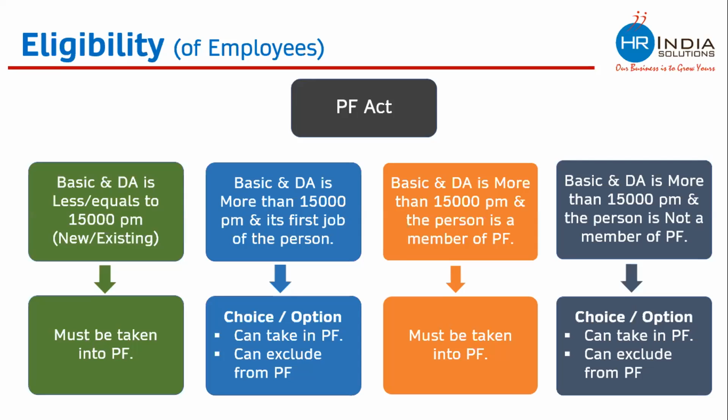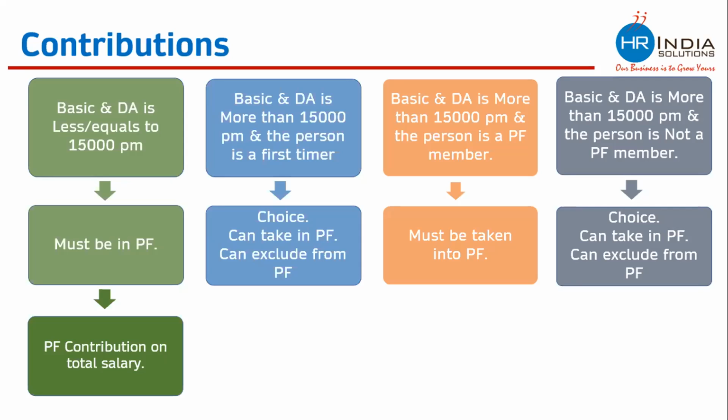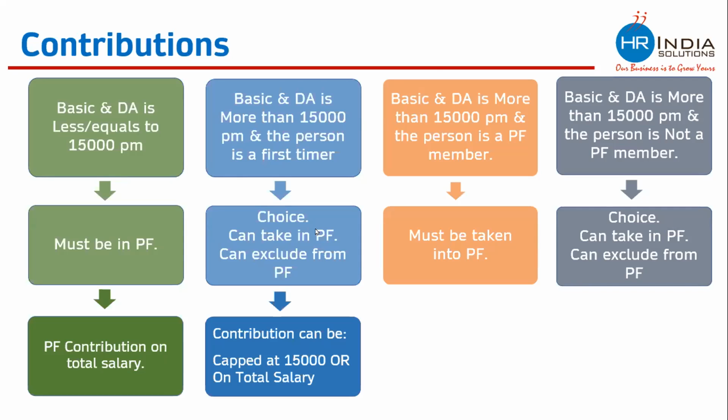Now what will happen to the PF contribution of 12%, which Dheeraj sir has discussed? Where the salary is less than 15,000, provident fund would be contributed on the total salary, whether 10, 9, or 14. Where basic and DA is more than 15,000, provident fund can be capped, meaning limited, and paid up to 15,000, or it can be paid on the total salary. There is a choice.